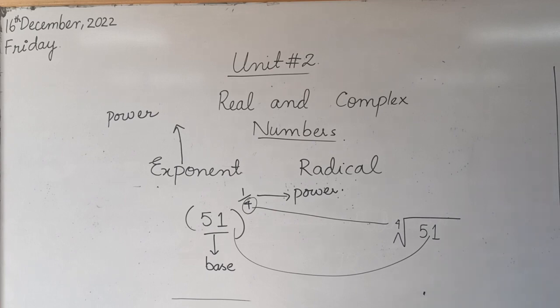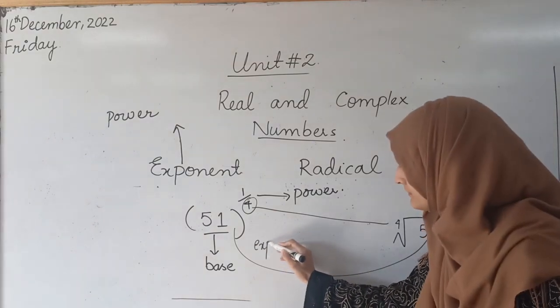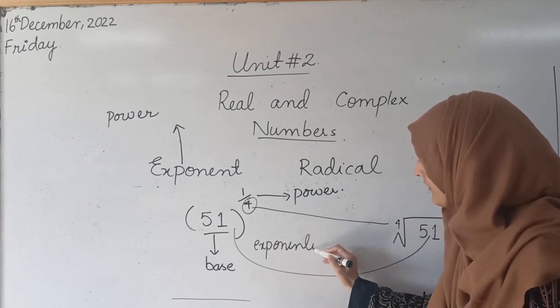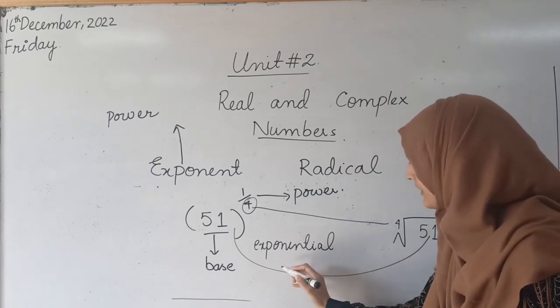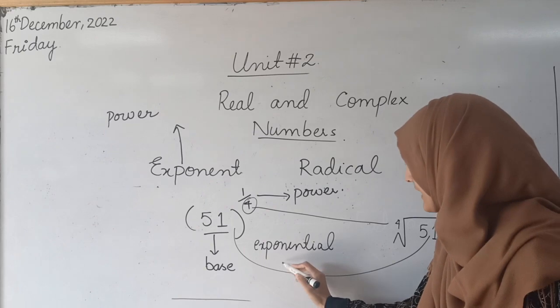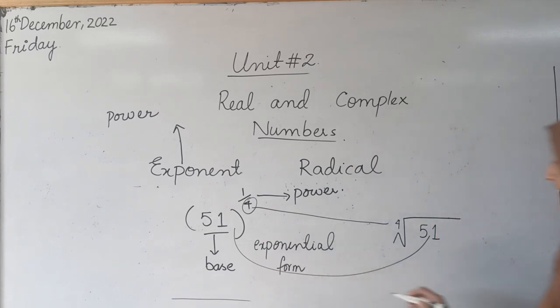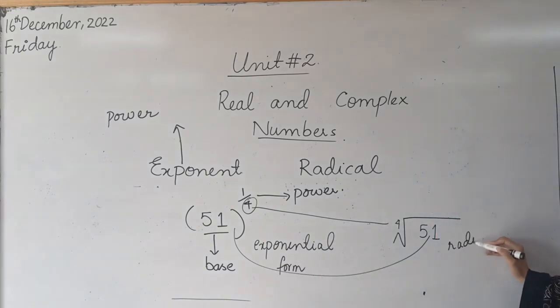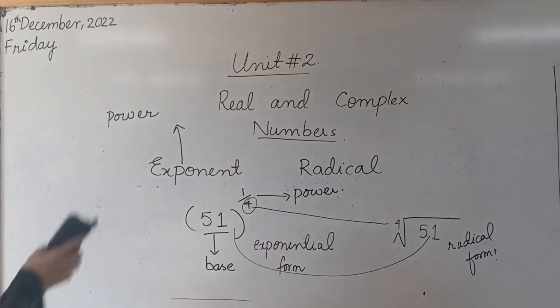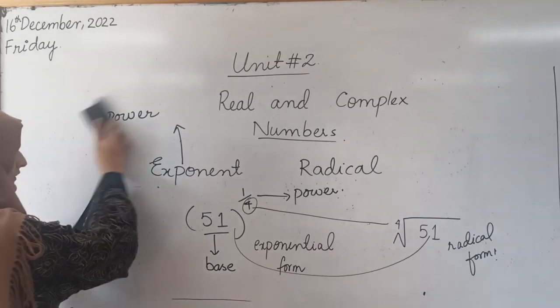Okay, so this is the exponential form in which we write numbers having some powers. Exponential form. And this is radical form. So this is a quick recap of our previous lesson. Now today we will learn some laws of exponents. Exponent means power of a number.